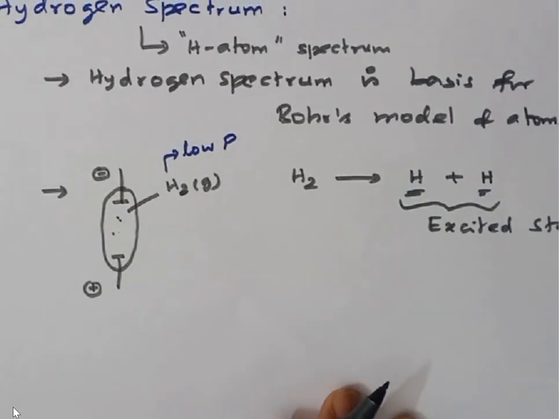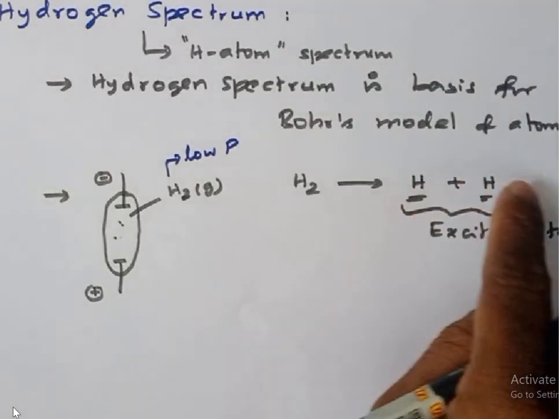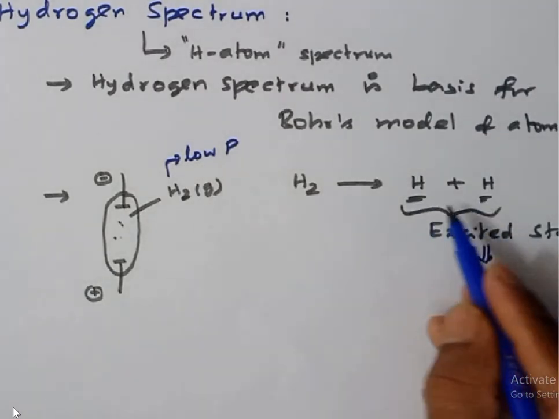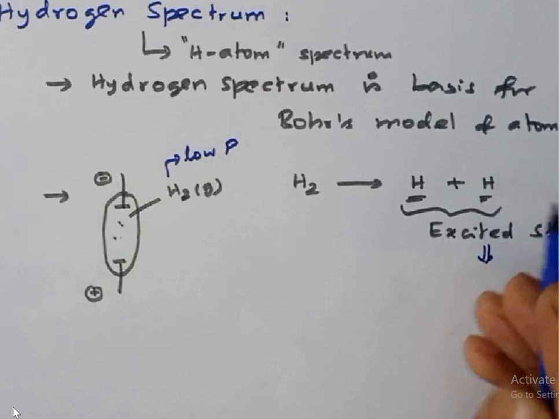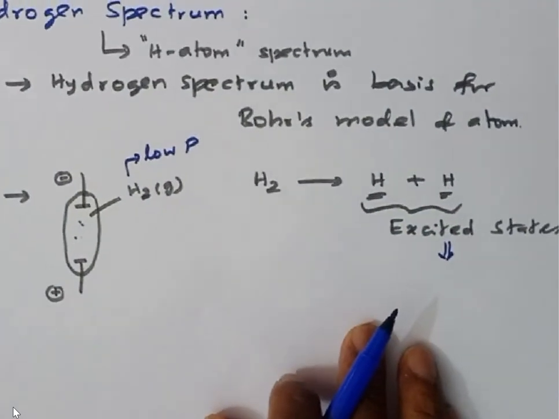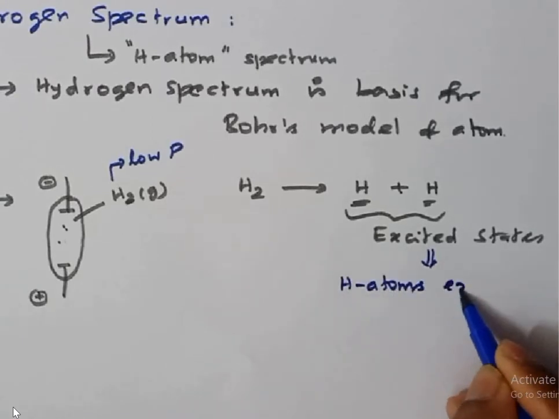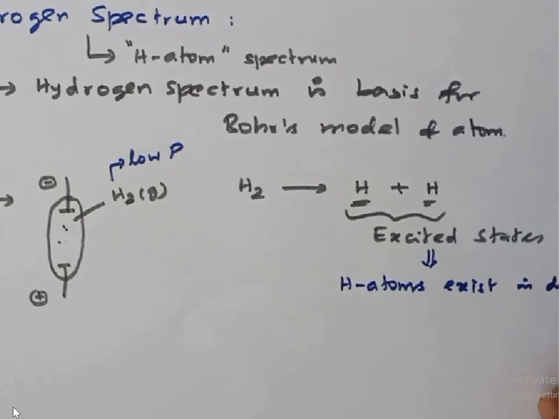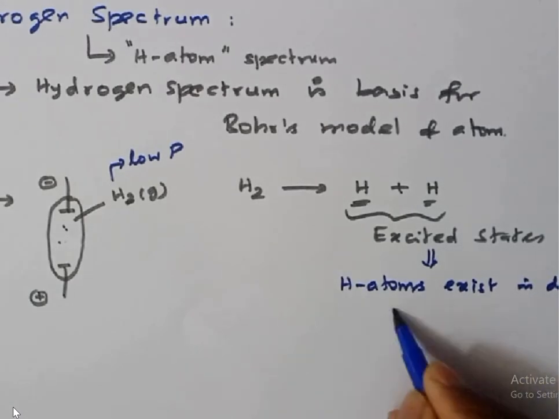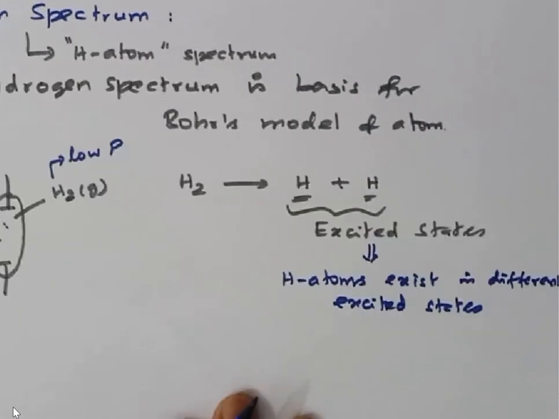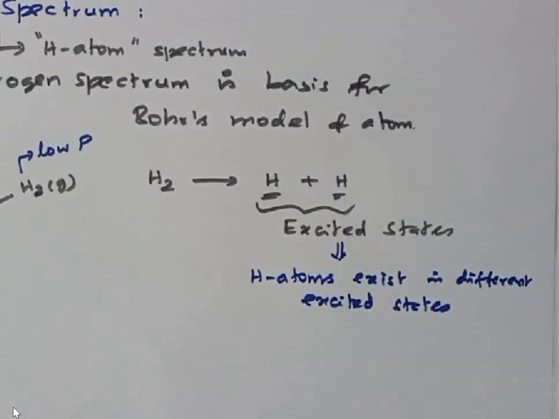Here I would like to make one point: not all hydrogen atoms exist in the same excited state. What is meant by excited state, I'll tell you. But the point I would like to mention is that all the hydrogen atoms produced are not in the same excited state. Hydrogen atoms exist in different excited states. What will these hydrogen atoms do?